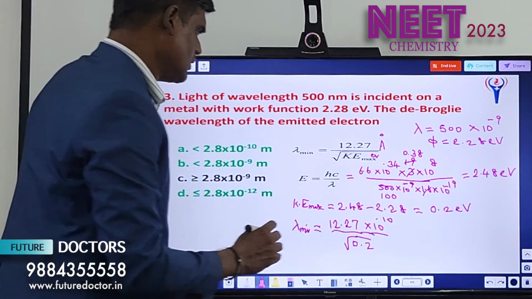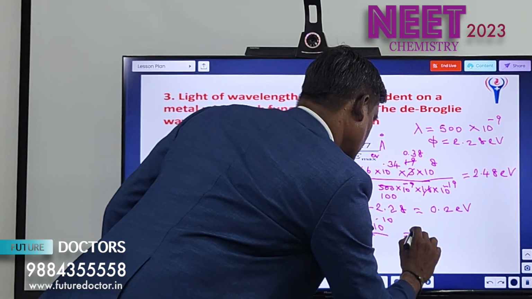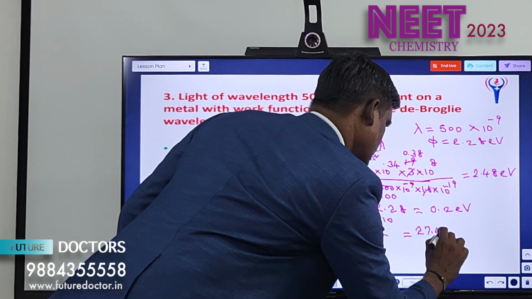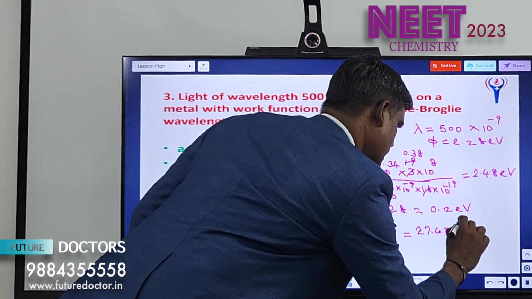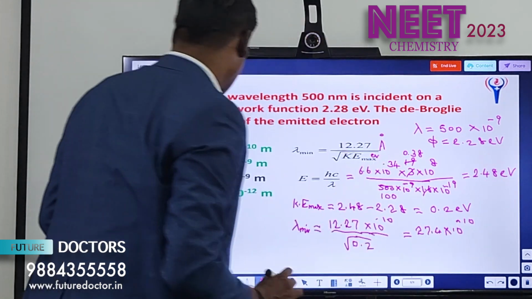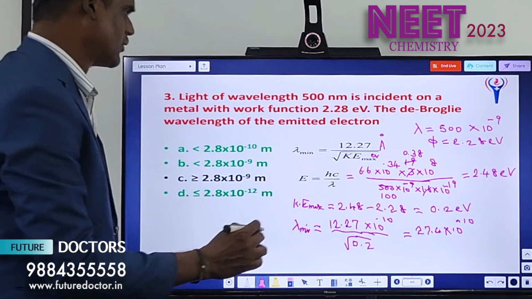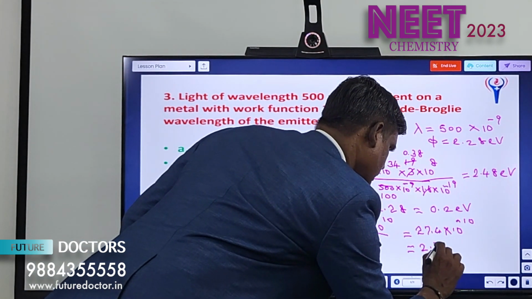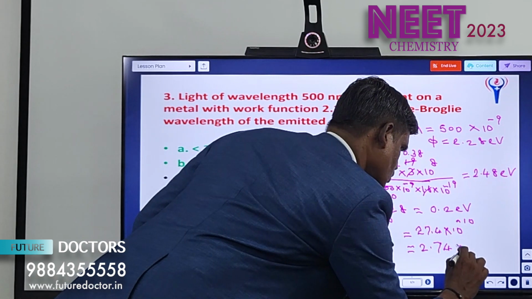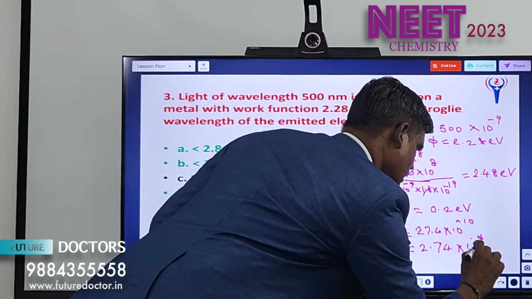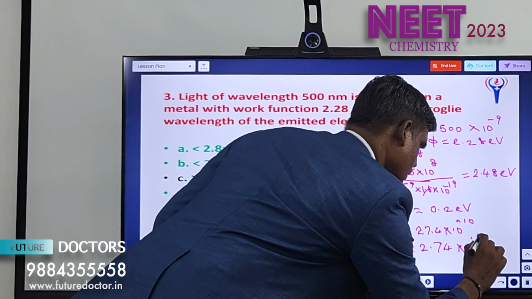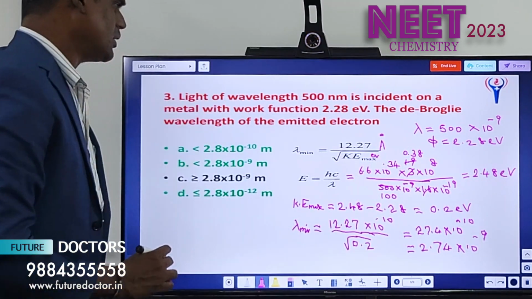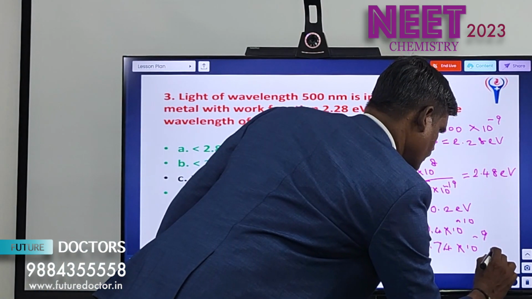Then, if you simplify this, we will get 27.4 into 10 power minus 10. And the answer is given in 10 power minus 9. So bringing it to 10 power minus 9, this is equal to 2.74 into 10 power minus 9. Unit is meter.